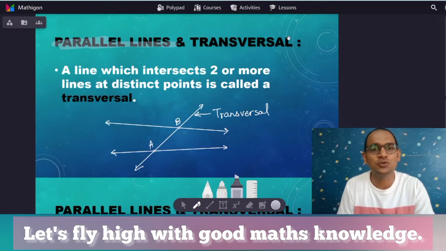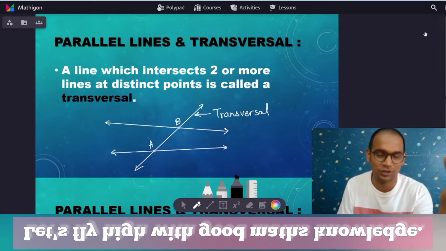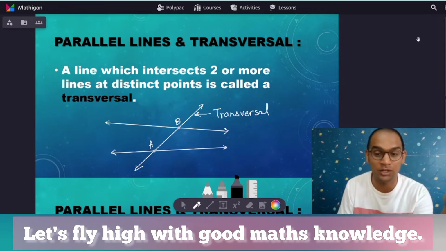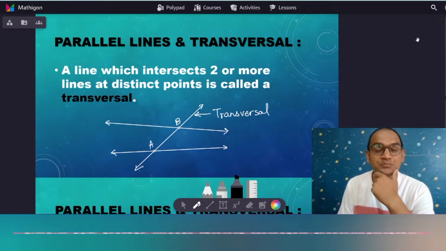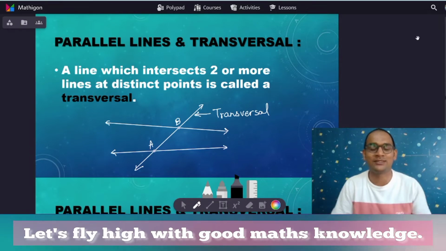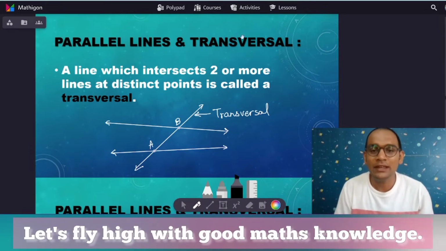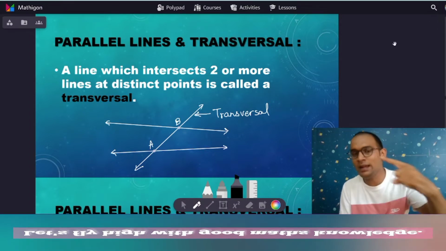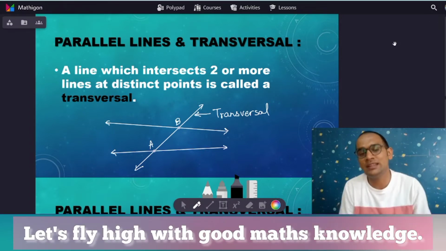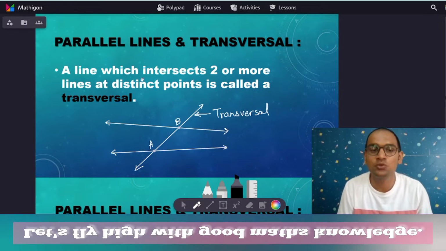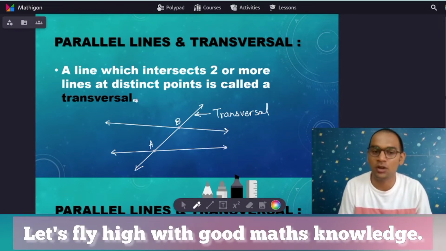What are parallel lines? Two lines which never intersect. That's all. As I have been discussing in one of the videos as well, parallel lines are the lines in which the distance remains the same. And then we have something called a transversal. What is the definition of a transversal? There is one line which is intersecting the other two lines at distinct points. A line which intersects two or more lines at distinct points is called a transversal.